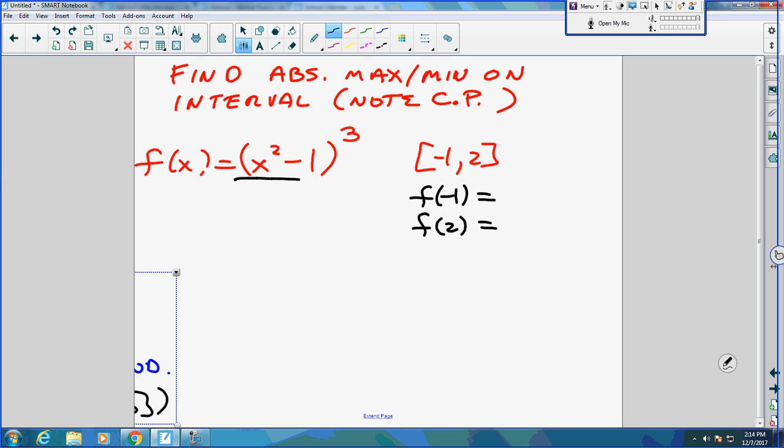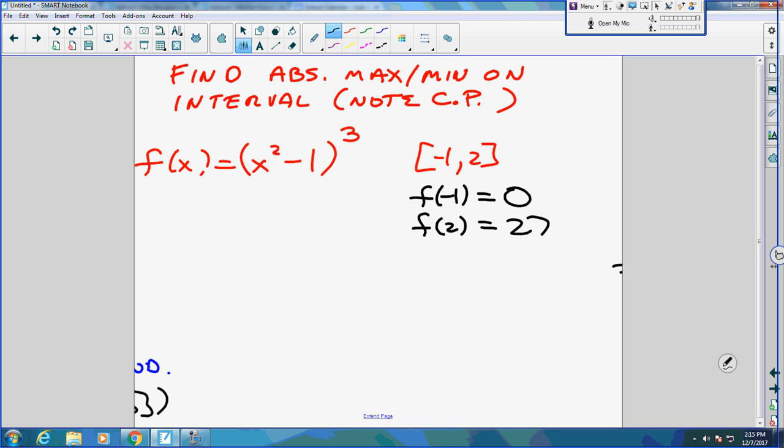I put -1 in here, and I get -1. 1 minus 1, I get 0. I plug in 2 in there, and I get 27. I don't know if those are absolute max or mins, but I know they might be, so I get those values. The next thing I know is that since this is a continuous function, I'm very interested in the critical numbers that are inside the interval.